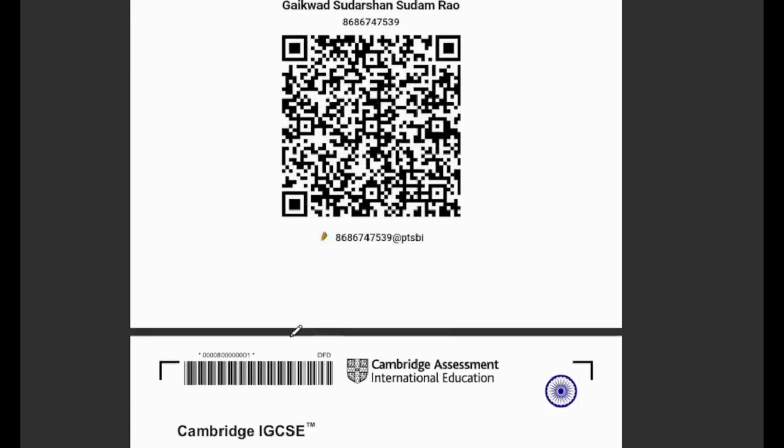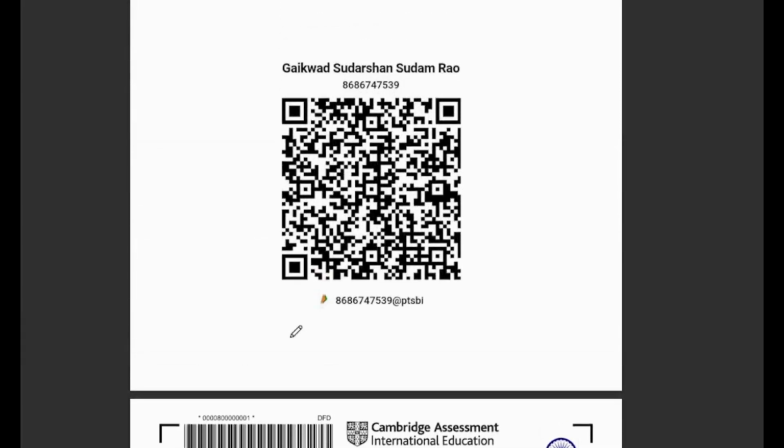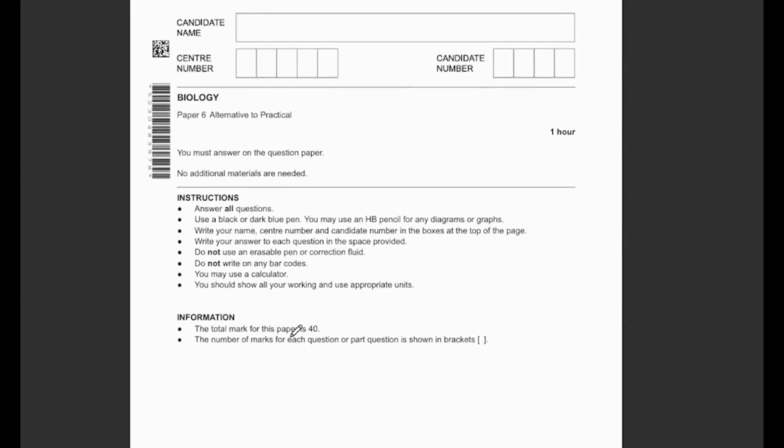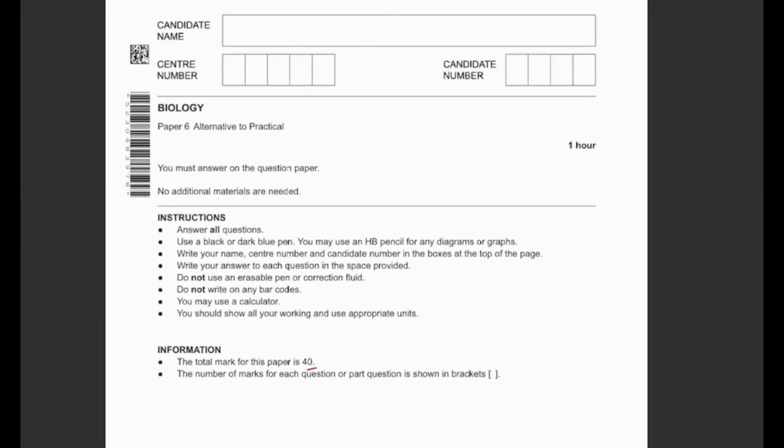Today we are going to discuss an ATP paper. That's a scanner here. In the end I'll tell you the reason, but this is for the noble cause. Moving to the next one, we are going to solve the IGCSE Alternative to Practical ATP paper, which is for 1 hour. The duration is 1 hour and the marks awarded are 40. So without further ado, let's go for our paper.